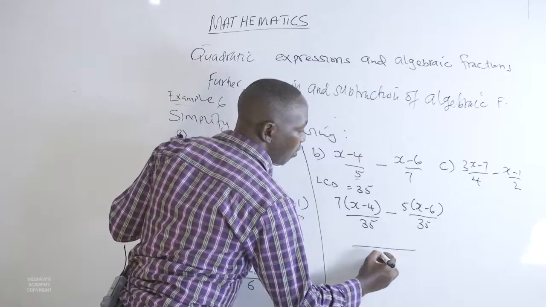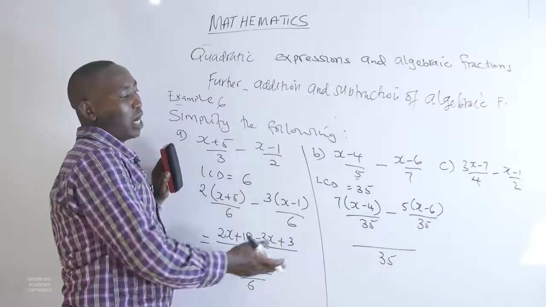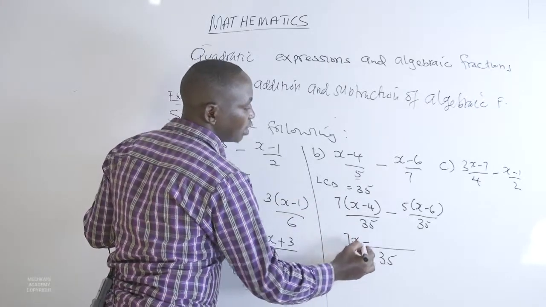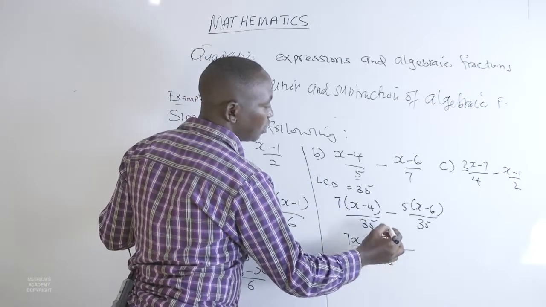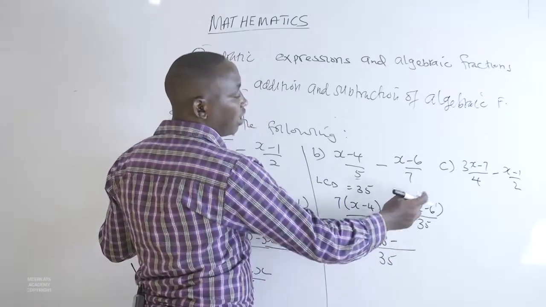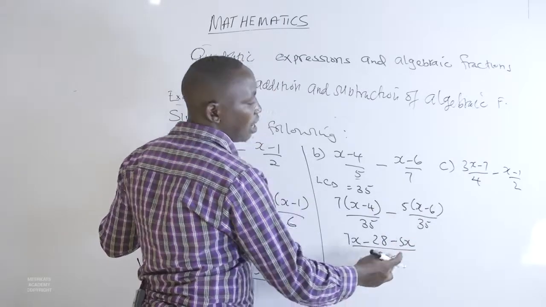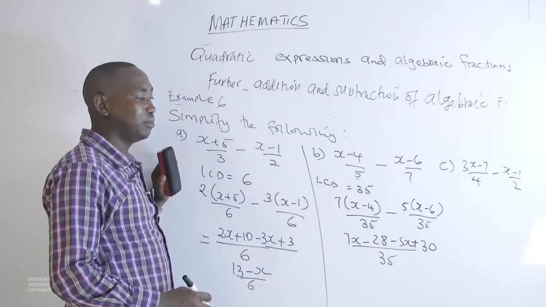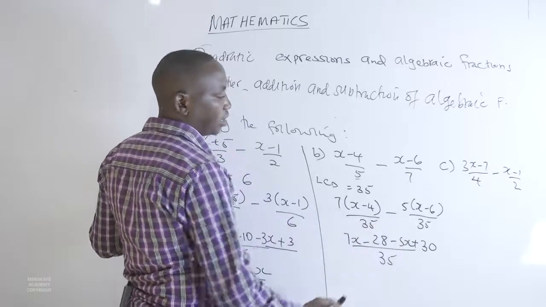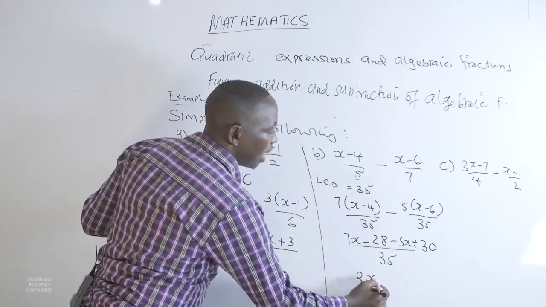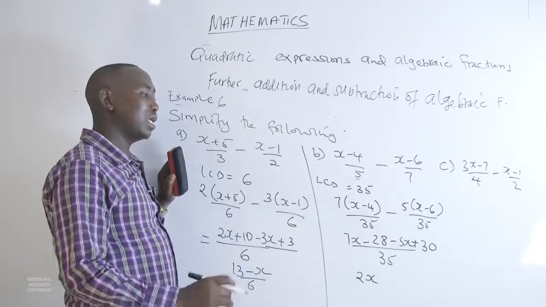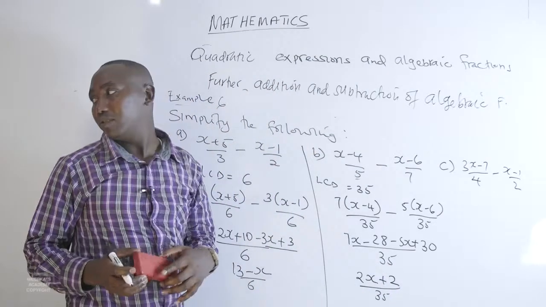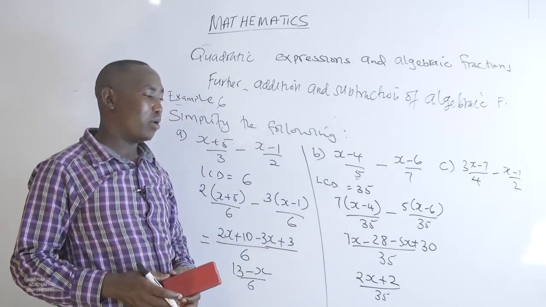So in writing them under one denominator of 35, we now seek to expand each of the brackets. That will be 7 by x, which will give us 7x, 7 by 4, which will give us 28, minus 5 times x will give us minus 5x, minus 5 times minus 6 will give us positive 30. 7x minus 5x will give us 2x, minus 28 plus 30 will give us 2. All this divided by 35, which is our new denominator.